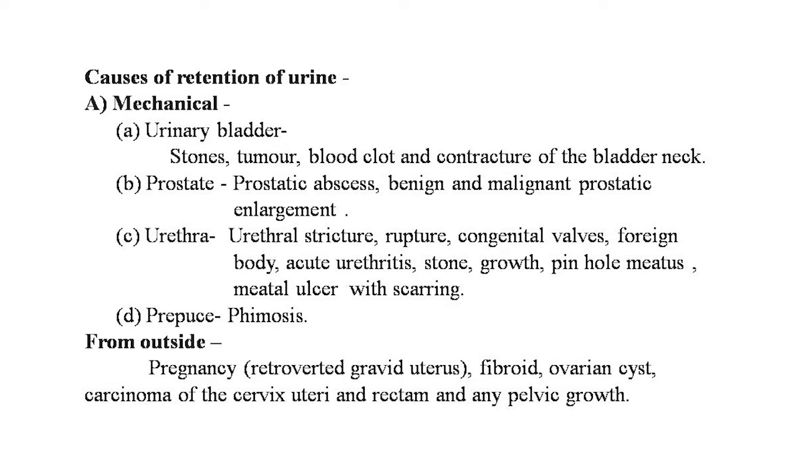The mechanical causes of retention of urine in the urethra are urethral stricture, rupture, congenital valves, foreign body, acute urethritis, stone, growth, pinhole meatus, and meatal ulcer with scarring. And the fourth mechanical reason of retention of urine is phimosis. From the outside, pregnancy, retroverted gravid uterus, fibroid, ovarian cyst, carcinoma of the cervix, uterus and the rectum, and any pelvic growth cause retention of urine.